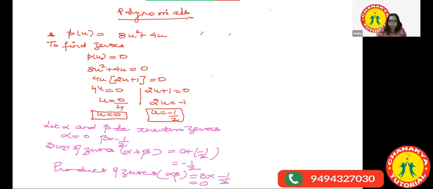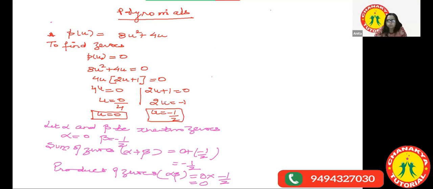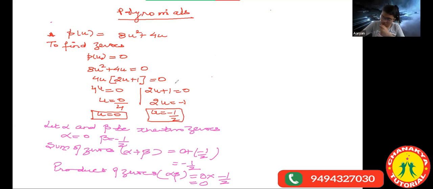Okay. Now the next thing is, we have to verify the relation, right? Ma'am, you will have one more value, ma'am. Minus 2. Where do I have minus 2? Ma'am, it is minus 1 by 2 only. No, ma'am, I made a mistake, ma'am.